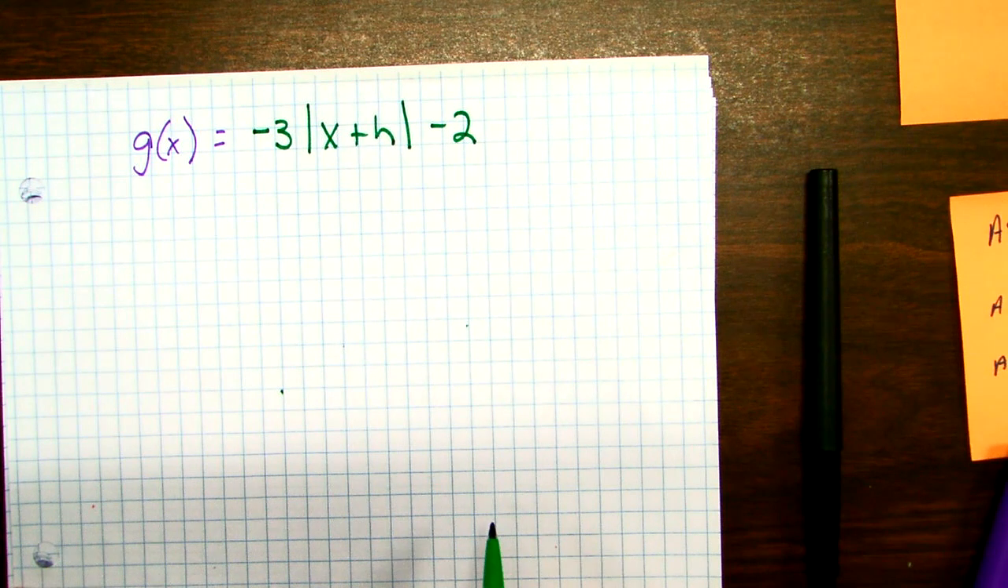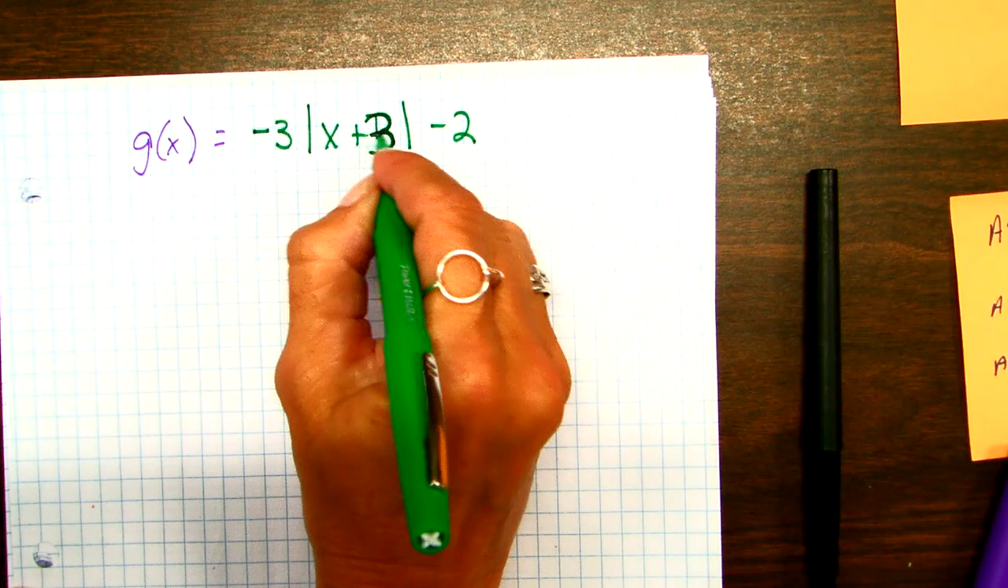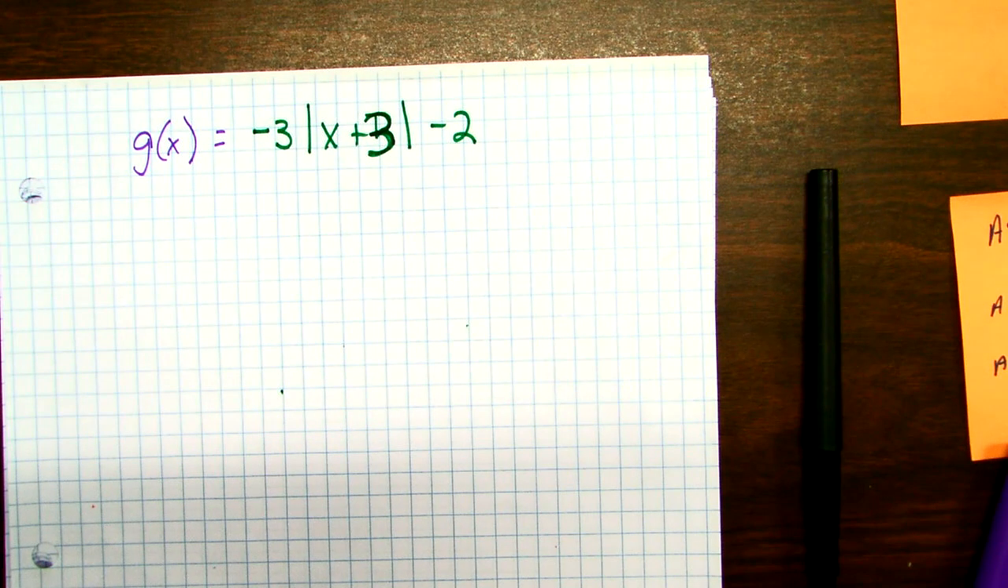Why did I put an h? Oh my gosh, it's a 3. Sorry, that's a 3. I apologize. Wouldn't have an h there.